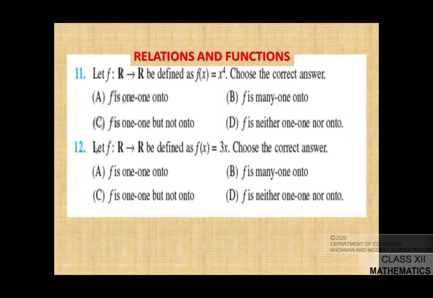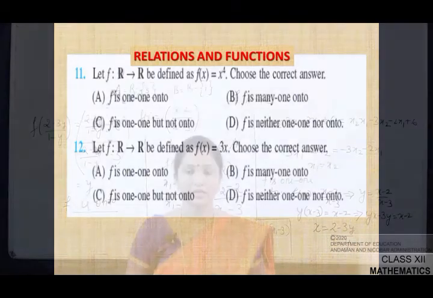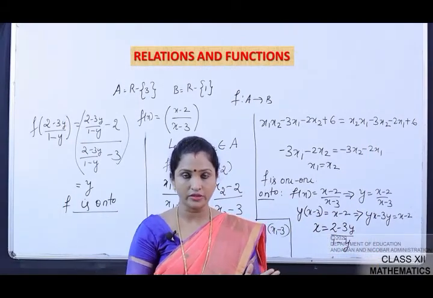Clear, children? Now you can see the next question, 11th and 12th. इट्स अ मल्टीपल चॉइस क्वेश्चन. इसको आप घर पे करिएगा. ठीक है, ये आपके लिए वर्कआउट है. So Exercise 1.2 is over today.